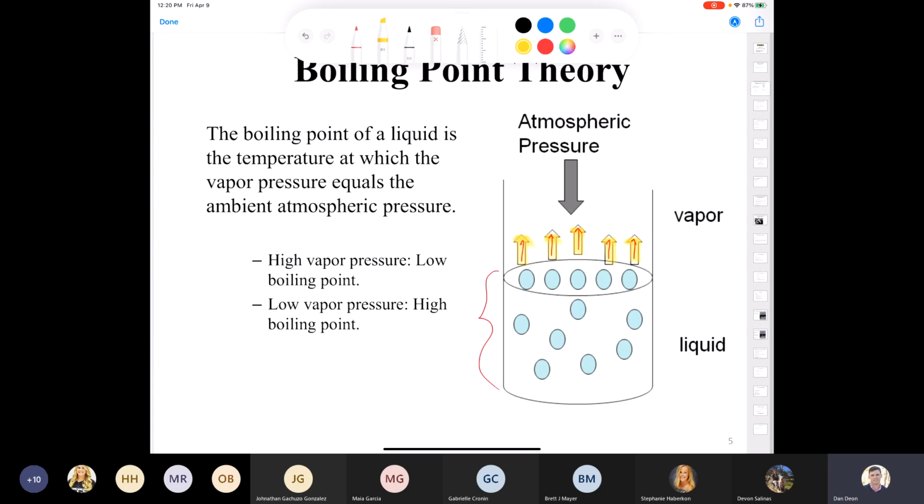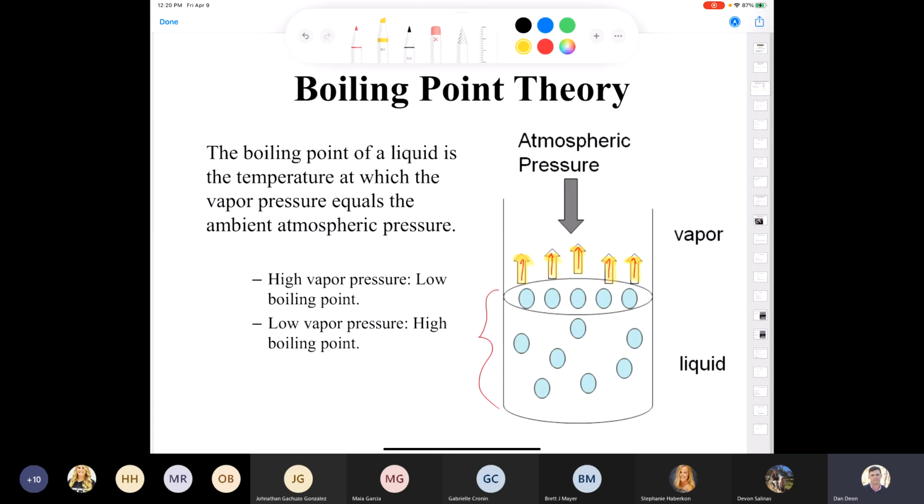The amount of pressure that these water molecules going from the liquid phase to the gaseous phase exert at atmospheric pressure, we call that vapor pressure. If you think about a liquid like gasoline, gasoline evaporates very quickly at room temperature and atmospheric pressure. So gasoline has a high vapor pressure. It's got a low boiling point. It doesn't take a lot of energy to break the intermolecular forces that hold molecules of gasoline together.